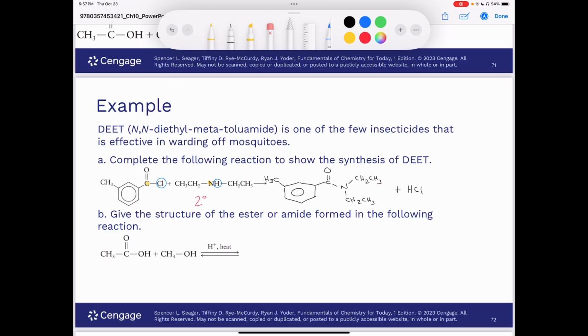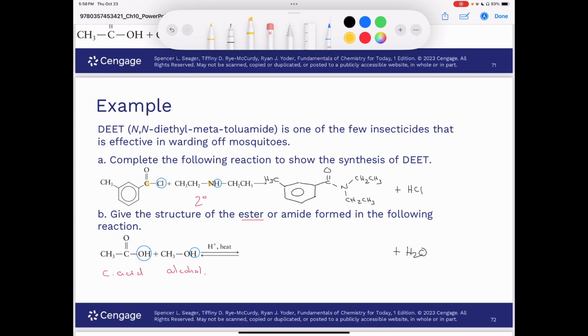Now, in the second question, they're asking to give the structure of the ester or amide. Well, we can see right away that we're actually going to be forming an ester here. Why? Because we're reacting a carboxylic acid with an alcohol. And we know that when we react carboxylic acids with alcohols, we end up getting an ester. So remember that when you react a carboxylic acid with an alcohol in the presence of acid and heat, you end up losing water. And the water is going to come from the OH from our carboxylic acid, and the hydrogen from our alcohol. And so we're going to put plus H2O here.